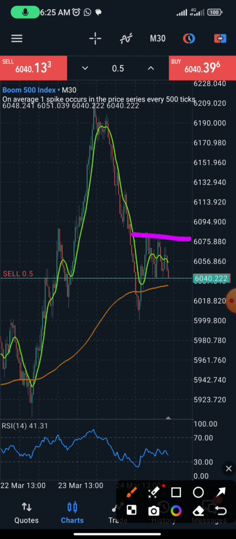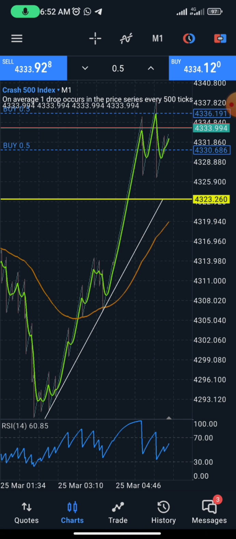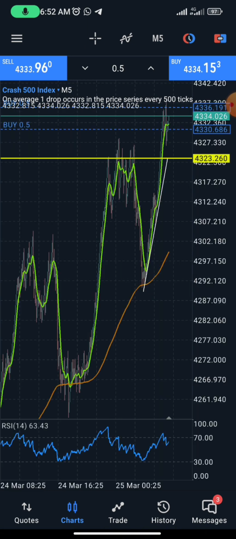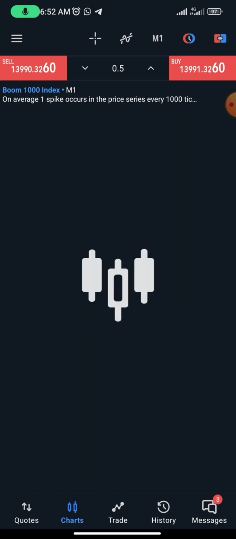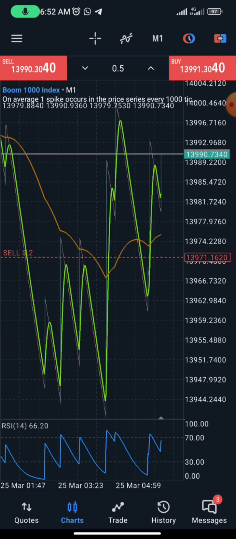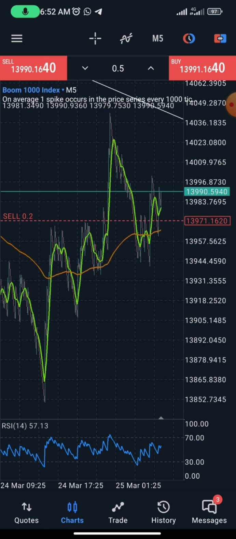Okay, so let's see what happens. At this point we have something like this. We have a loss. This Boom and Crash spiked against us, and also Boom spiked against us right there. And on this Boom now, I was trying to hold it for even break even, because at this point our equity is little, so we are trying to be conscious not to blow the account.